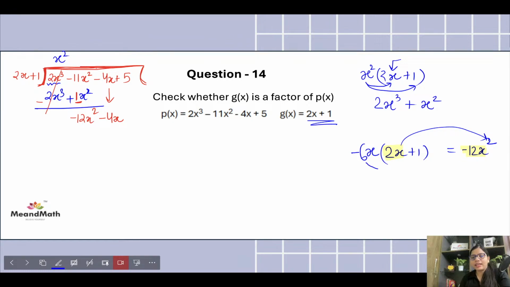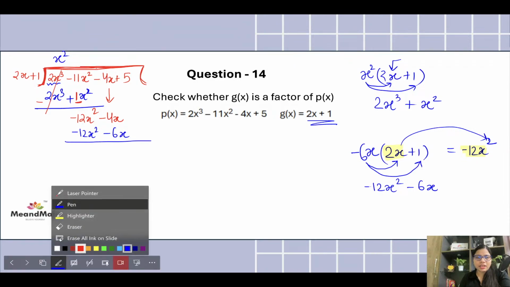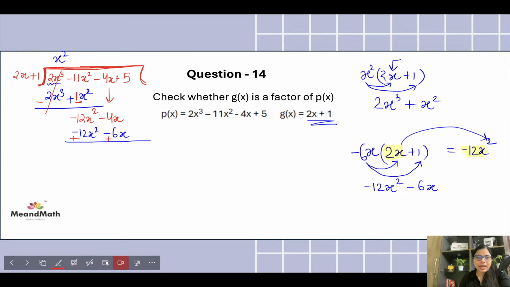So minus 6x times 2x and minus 6x times 1. So minus 6x times 2x gives us minus 12x squared, minus 6x. Correct? Now let's substitute it here. So it would be minus 12x squared minus 6x. Changing the sign. Let's change the symbols. It would be plus and plus. This is cancelled, and plus 6x minus 4x gives you 2x. Copy down 5. You are copying down 5.